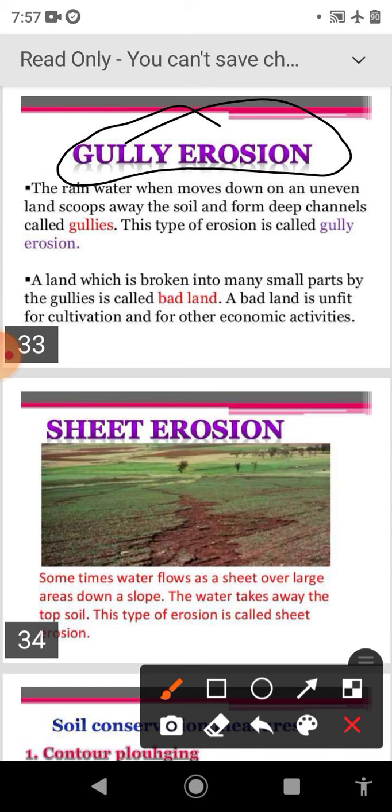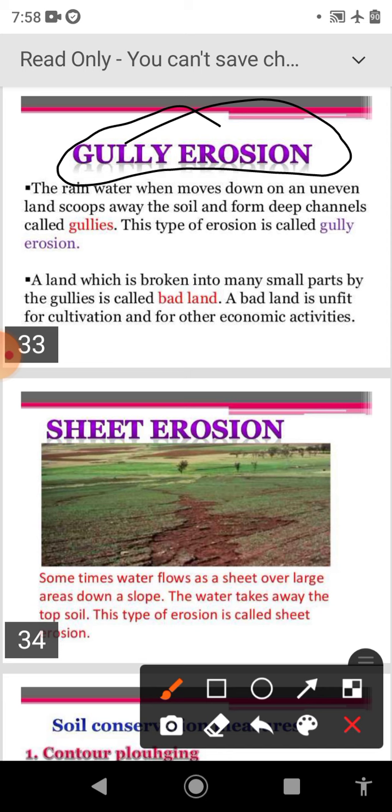It occurs on account of fast running water in the fields forming rills or gullies. Deep gullies are called ravines. In India, an area of about 40 lakh hectares of land is eroded in this manner. This problem affects Uttar Pradesh, Madhya Pradesh, Rajasthan, Bihar, and Gujarat.